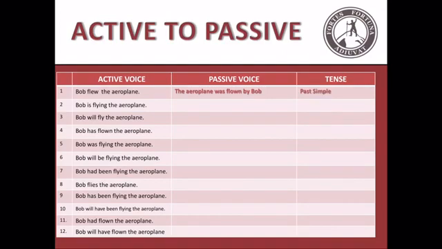Number 2, Bob is flying the aeroplane. The aeroplane, now we're going to use an ing. The aeroplane is being flown by Bob. And that is a present continuous sentence. Number 3, Bob will fly the aeroplane. We're talking in the future, so our auxiliary is will. The aeroplane will, then our verb to be. We don't need to change it. And our main verb in past participle. The aeroplane will be flown by Bob. And that is in future simple.